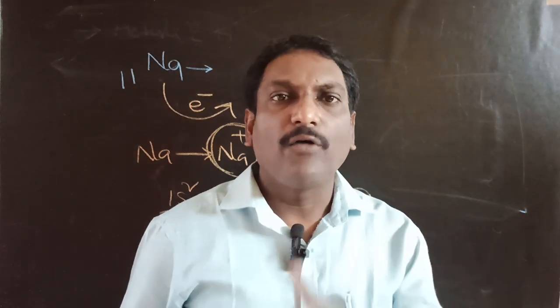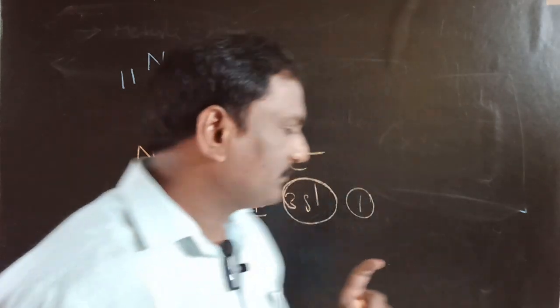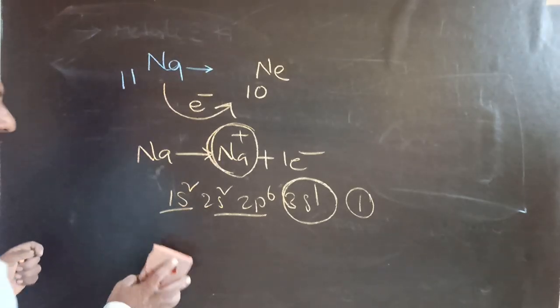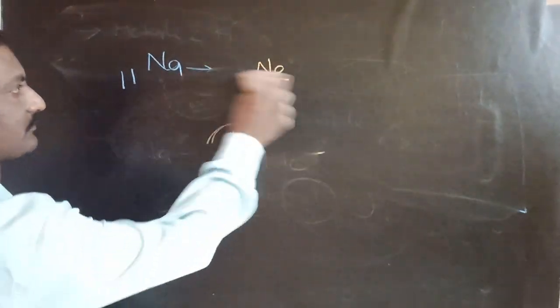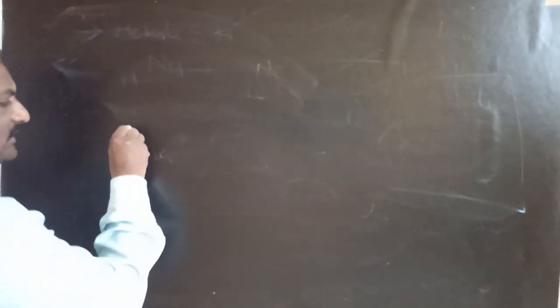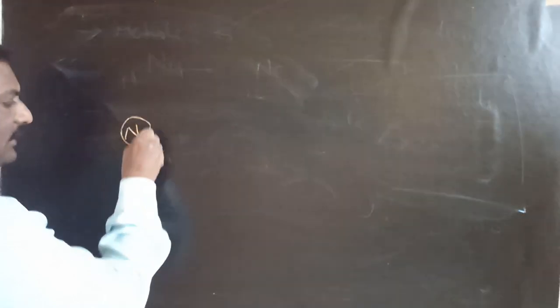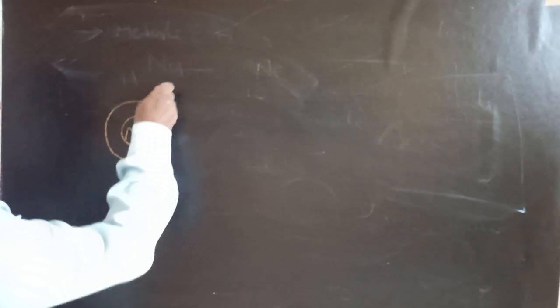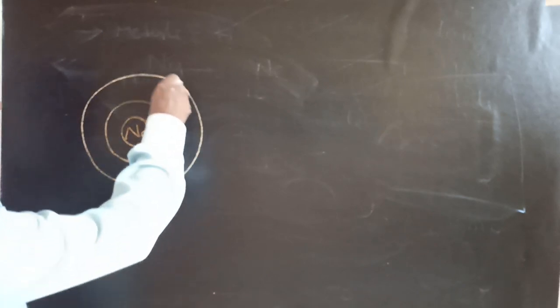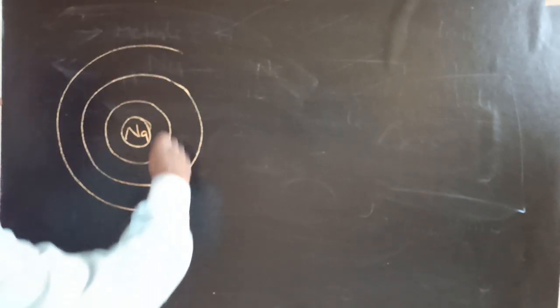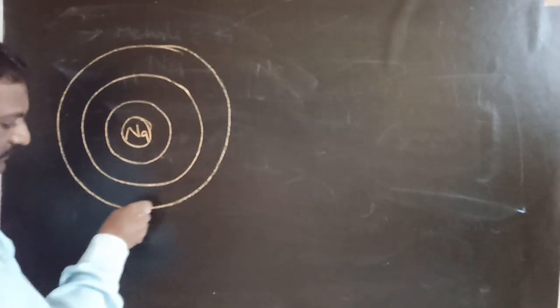I said formation of cation is endothermic in nature. How is it possible? Let us look into that. So let me draw the shell representation diagram of sodium. Let us draw the nucleus of sodium. It has 3 shells: first shell, second shell, and third shell.